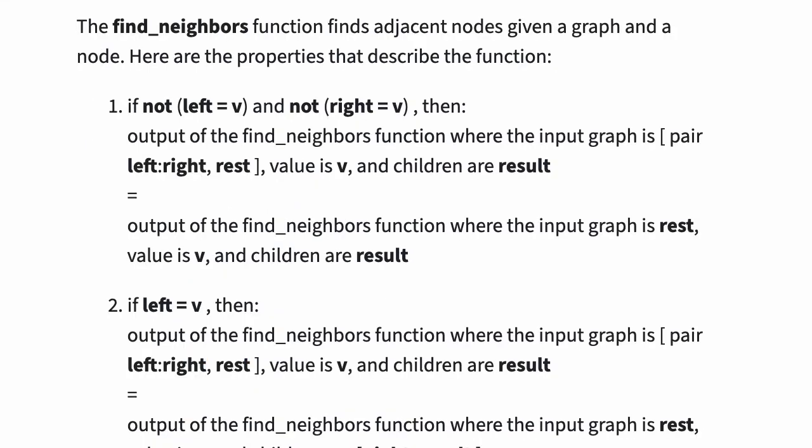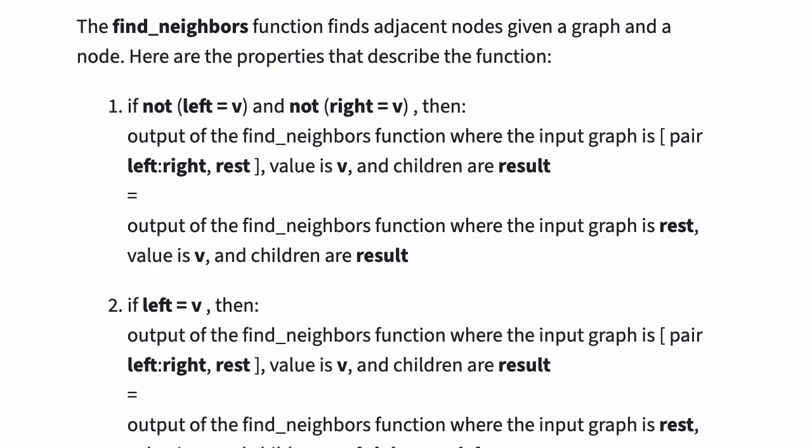The findNeighbors function finds adjacent nodes given a graph and a node. Here are the properties that describe the function. Property 1 says that if left is not equal to v and right is not equal to v, then the output of the findNeighbors function, where the input graph is pair left, right, and rest, value is v, and children are result, is equal to the output of the same function, where the graph is rest, value is v, and children are result. Since neither left nor right is equal to v, nothing is added to the children result.